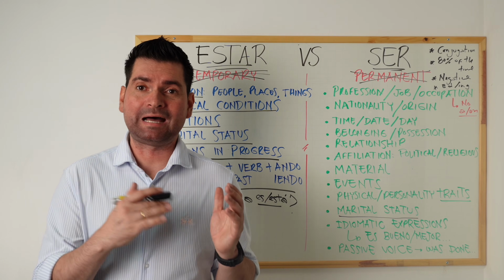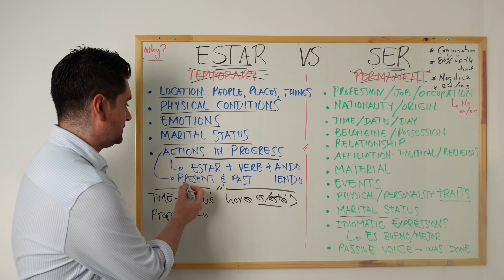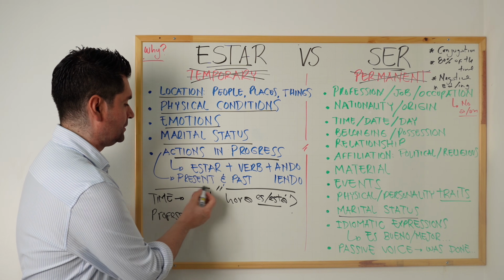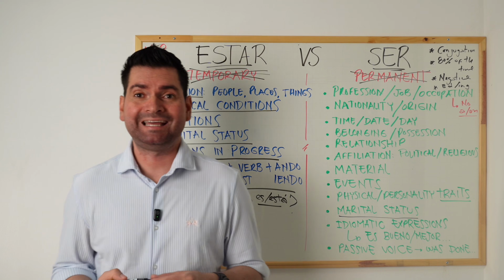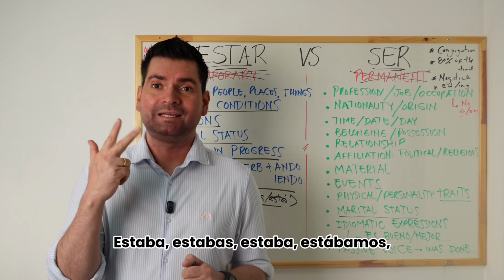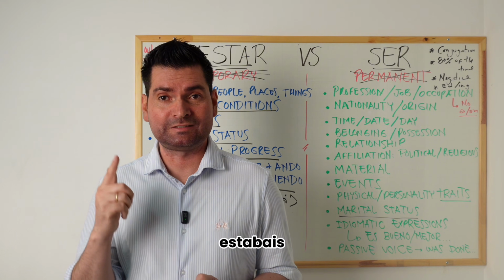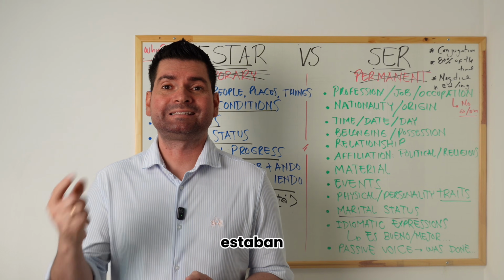And then for the past progressive, for actions in progress in the past, we just need to change the verb from present to the past. And you're going to use estaba. The conjugation is estaba, estabas, estaba, estábamos, estabais for people learning Spanish from Spain, and estaban.